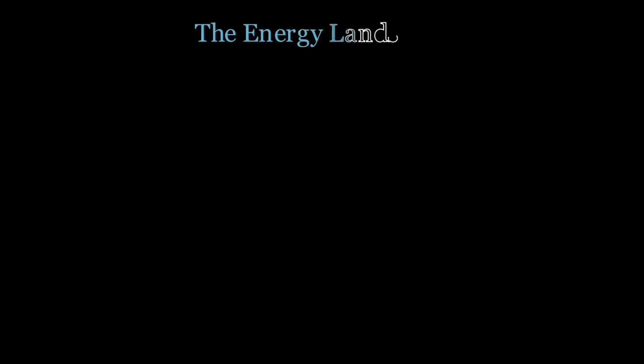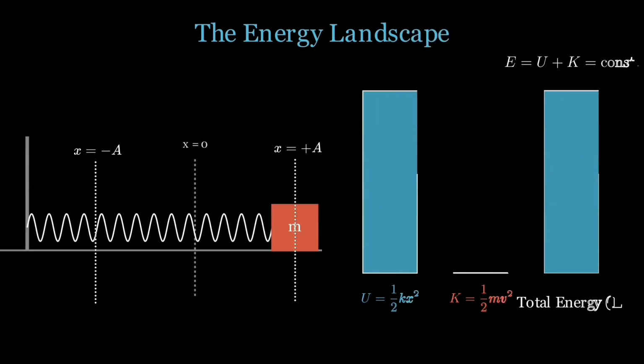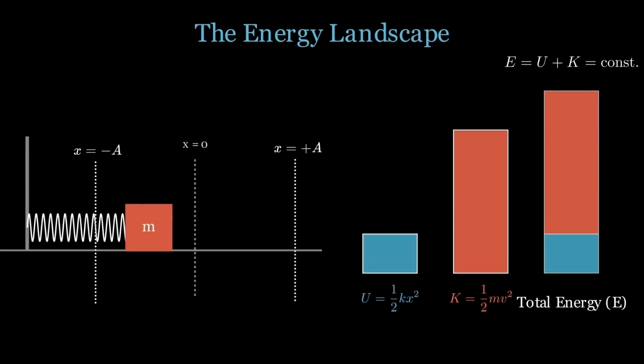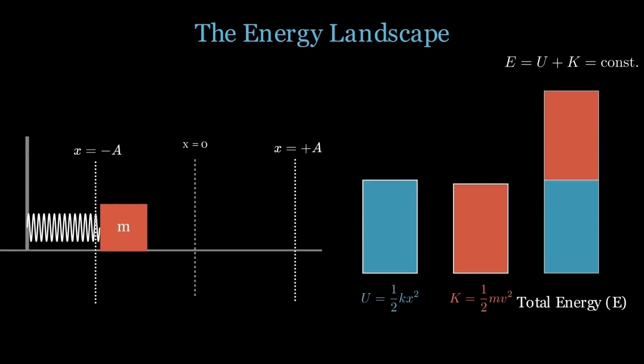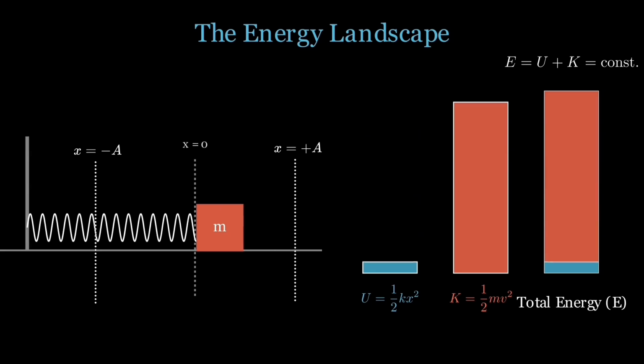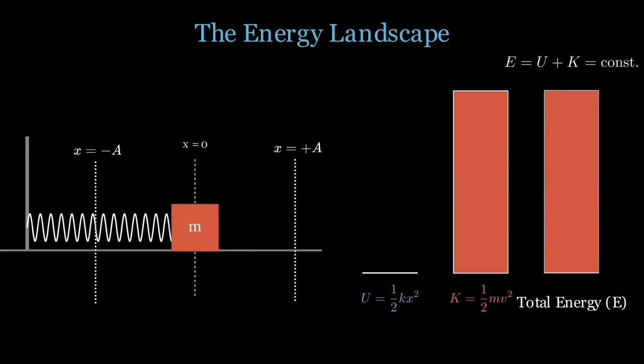Finally, let's look at the energy. In an ideal SHM system, energy is never lost, it only changes form. At the maximum displacement, or amplitude, the mass stops for a split second, and all the energy is stored as potential energy, 1/2 k times x squared.